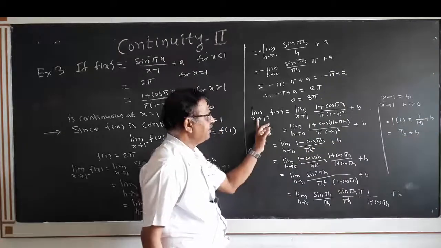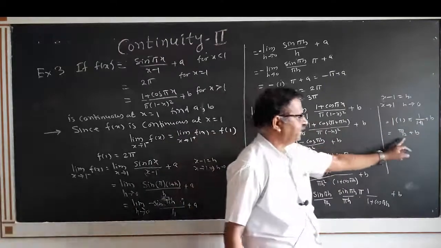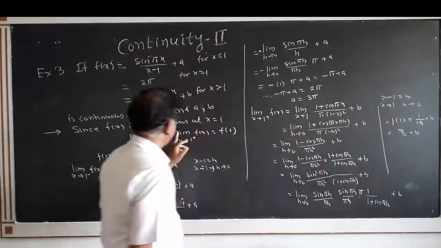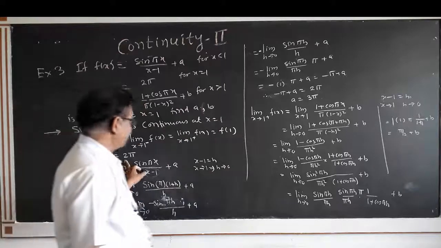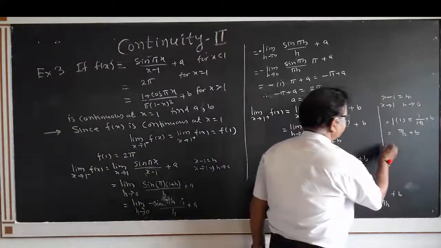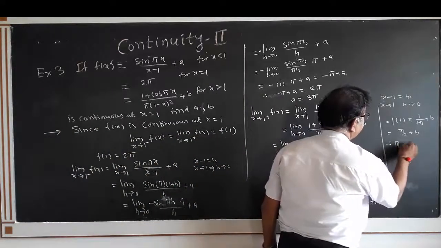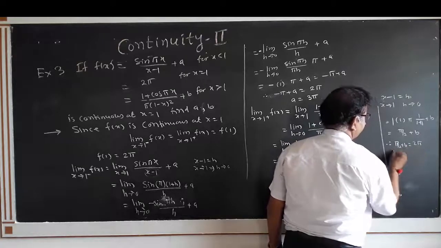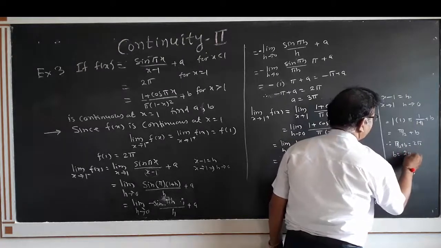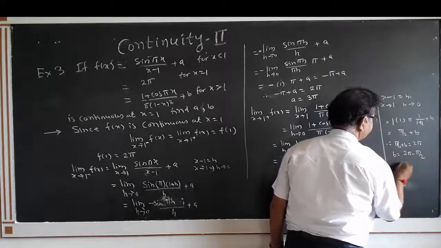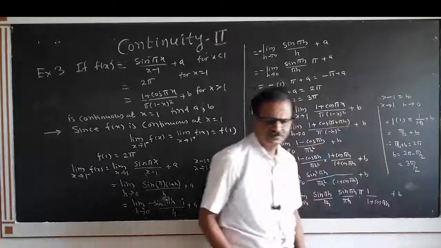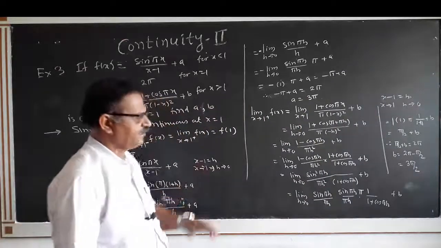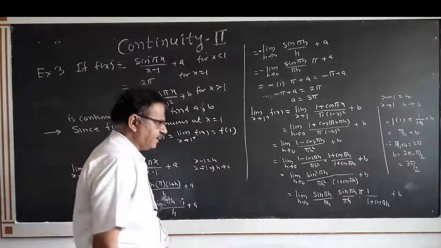Now, right hand limit of f(x) equal to pi by 2 plus b, and right hand limit of f(x) equal to f of 1 equal to 2 pi. Therefore, pi by 2 plus b equal to 2 pi. Therefore, b equal to 2 pi minus pi by 2 equal to 3 pi by 2. Thus, a equal to 3 pi, b equal to 3 pi by 2.